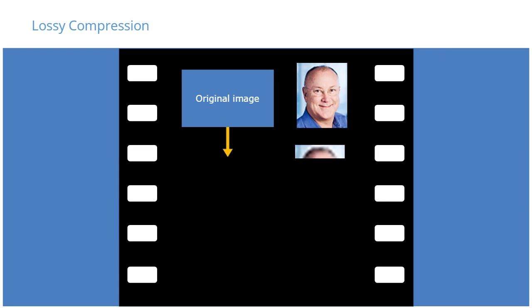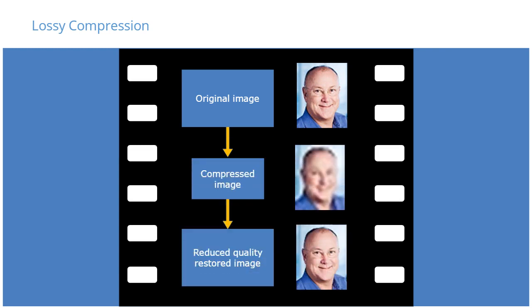Lossy compression reduces a file by permanently deleting redundant data. When the file is decompressed, only a part of the original information is still there. Compression is adjustable. High compression results in blocky artifacts. High quality with low compression is virtually identical to the original.